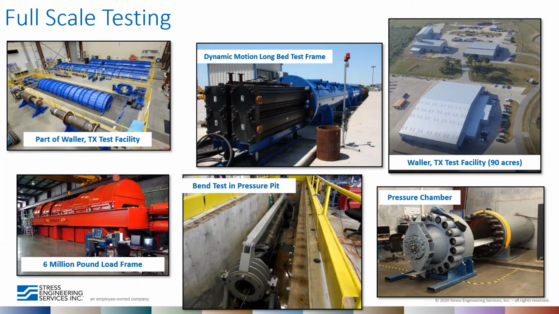Besides analysis, we also do a lot of testing. So here are some images from some of our full-scale testing laboratories. We have laboratories in Waller, Texas, Houston, and in Ohio and Singapore. So we can apply loads from a fraction of a gram all the way up to 10 million pounds. We can do material coupon characterization tests to fatigue loading, corrosion, chemical exposure, friction and wear testing.